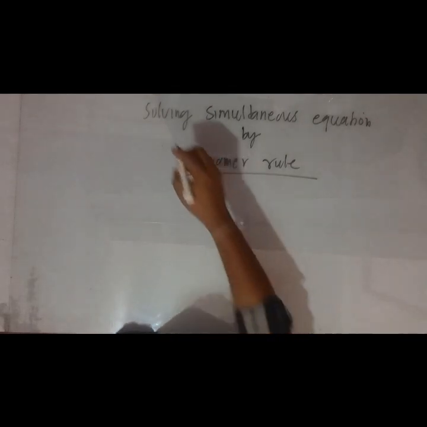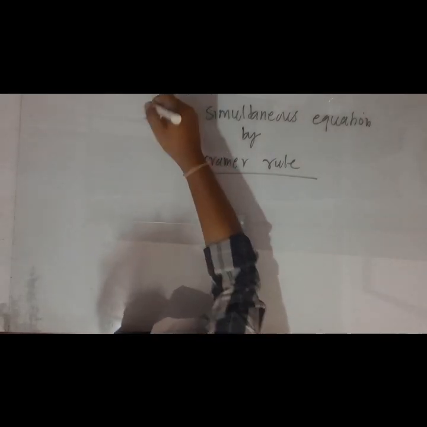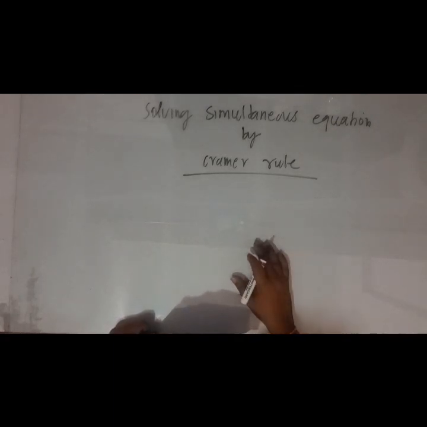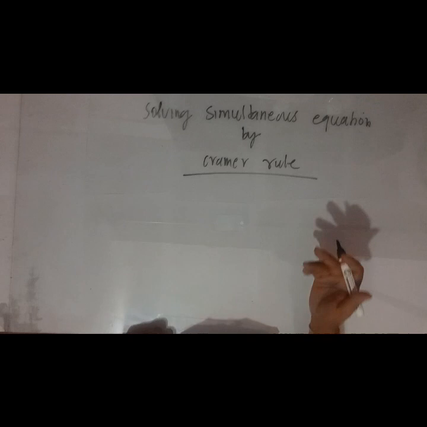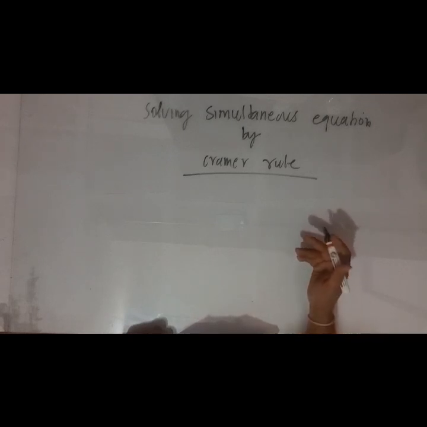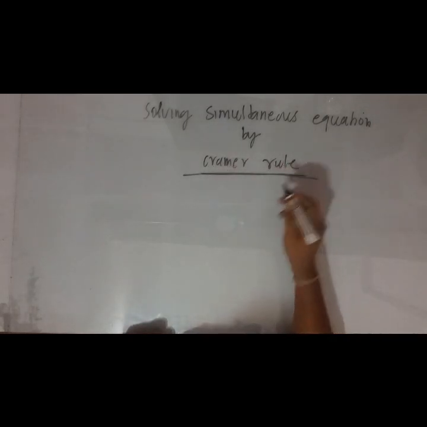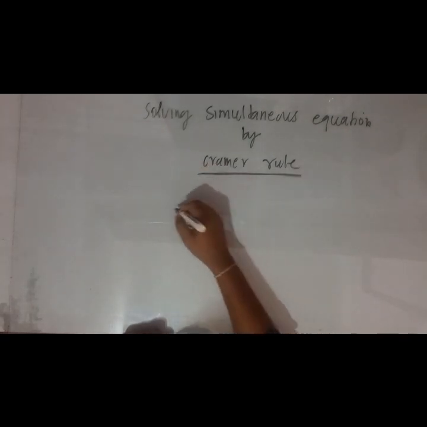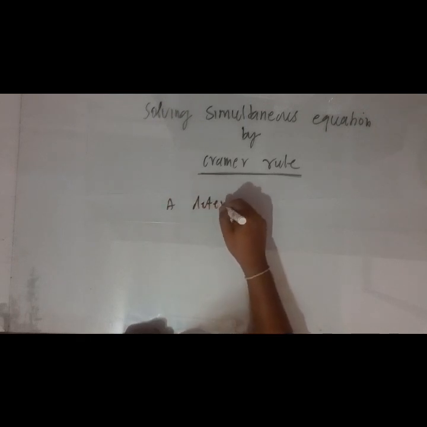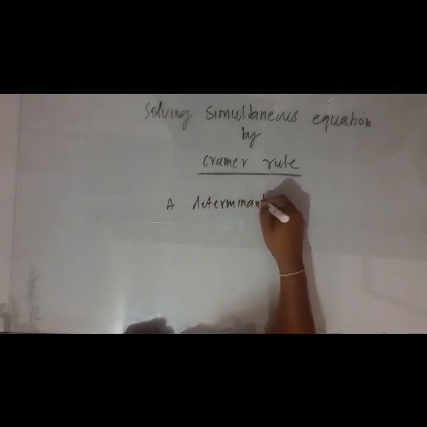In the last lecture, I taught you how you can solve the simultaneous equation by graphical method. In today's lecture, we'll study another method by which you can solve the simultaneous equation, and that is the Cramer rule. Okay, Cramer rule. Actually, it's a determinant method. Determinant method. Okay.